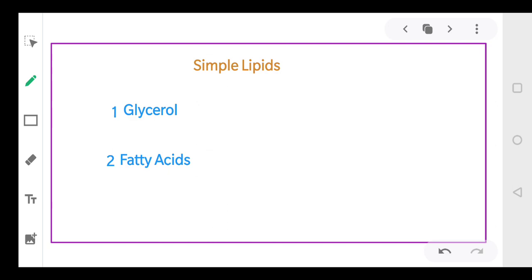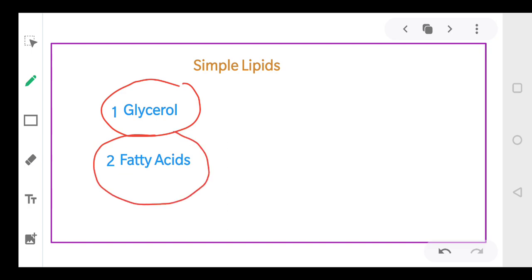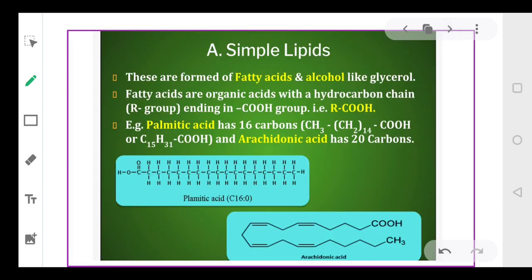Simple lipids, dear students, are made up of two main components: glycerol and fatty acids. So there are two constituents of the simple lipids: glycerol and the fatty acids. Glycerol is an alcohol-like component. Clear? Okay.